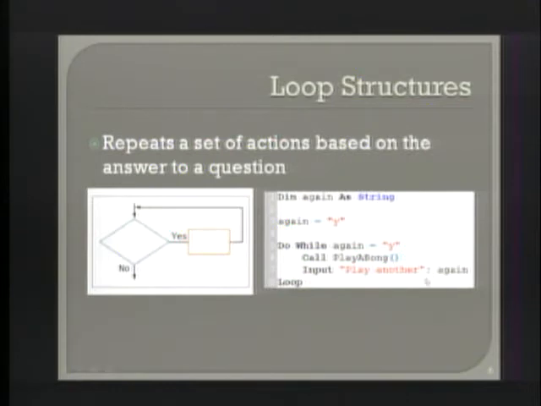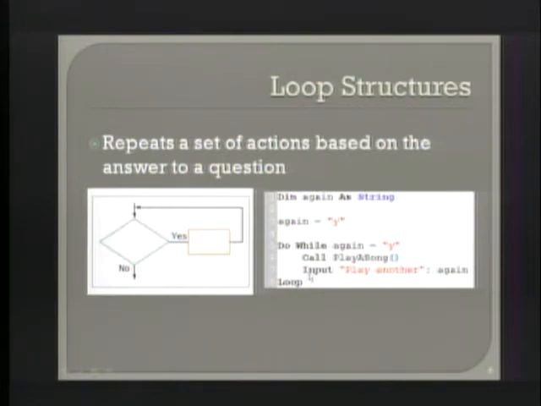But I wanted to just keep it simple. If they push y, it'll go down to loop. It'll come back up to line 5. It'll ask the question, is again equal to y? If it is, it'll repeat the whole thing. And at the end, it'll ask again. And if they keep hitting y, it will keep looping.